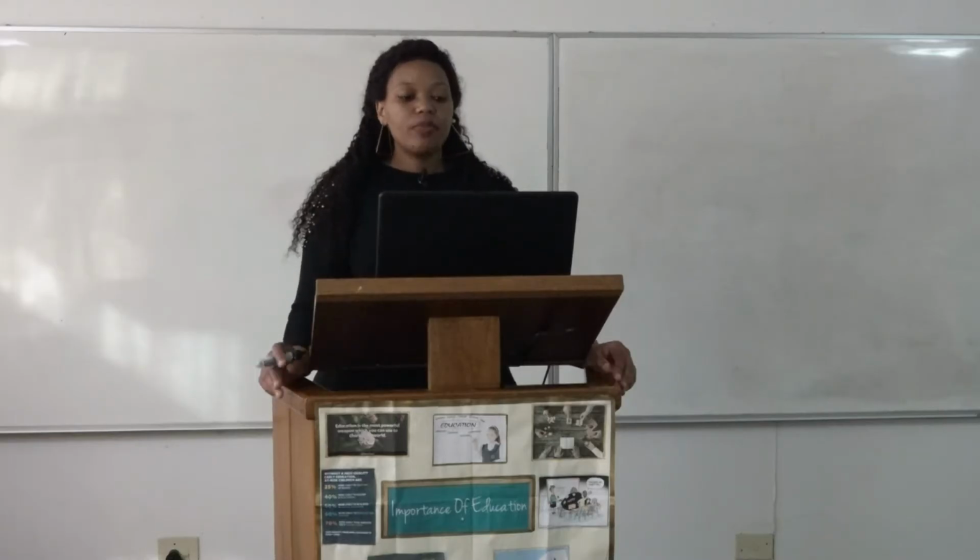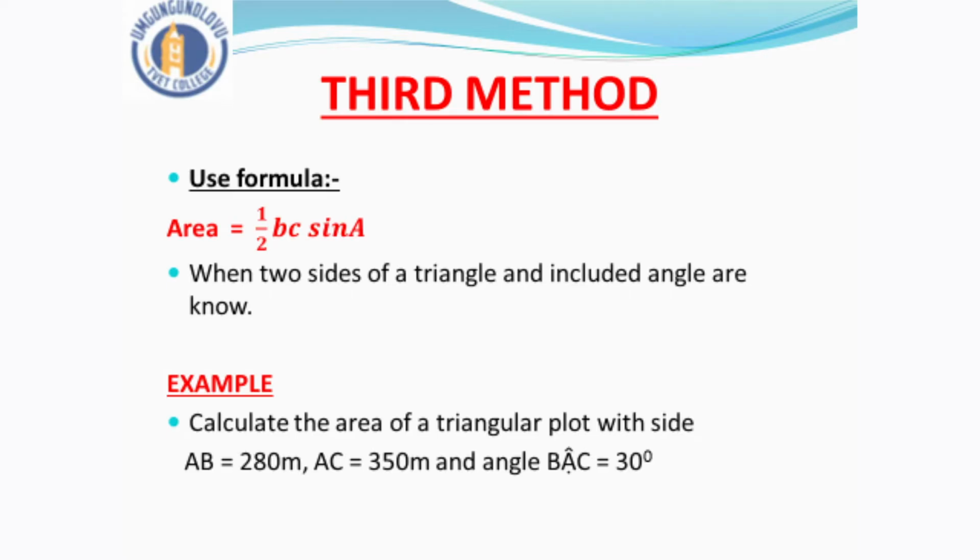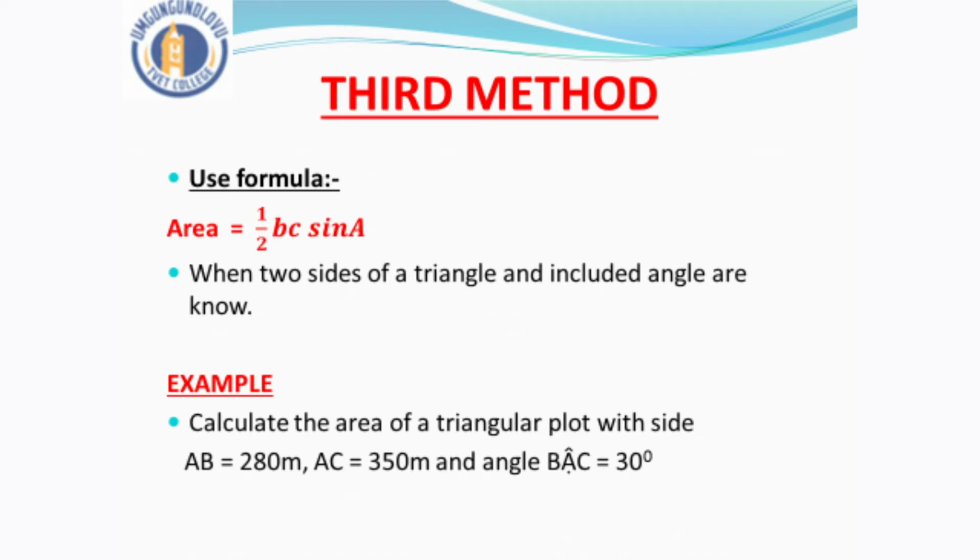Let us go to the third method now. We use the formula area is equal to half bc sine A. So be careful here. It won't always be bc sine A. It can be ab sine C, okay? You don't have to cram it as it is. We use this kind of formula when two sides of the triangle and the included angle are known.